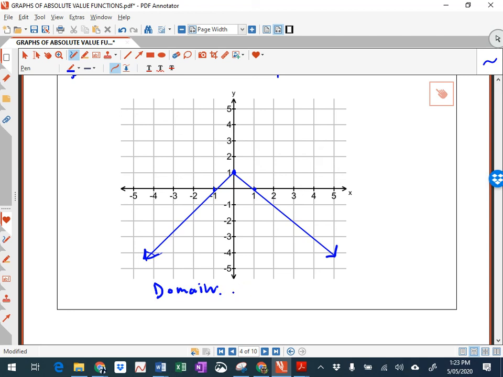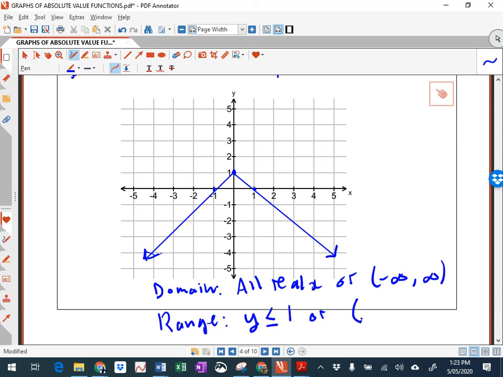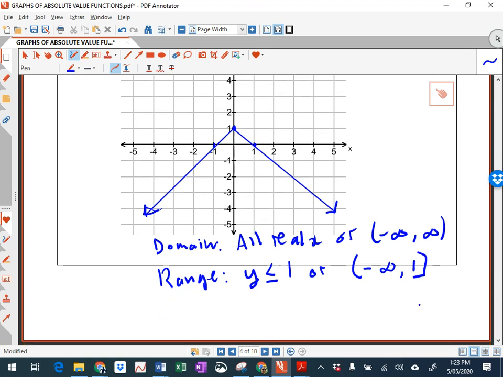Domain is all real x again, because there's no x value you're not allowed to put in. Or you could write this. And the range is y. Now it's y less than or equal to 1, or you could write down the y values are going from minus infinity to 1 inclusive. Okay.